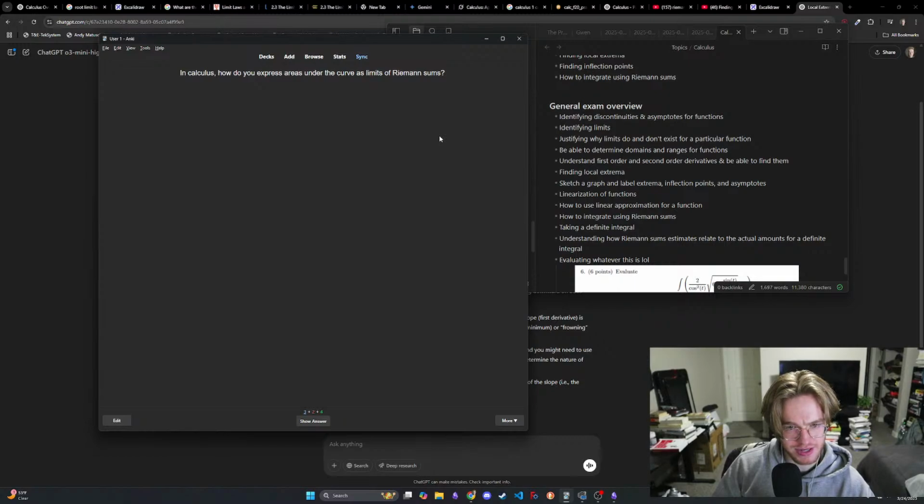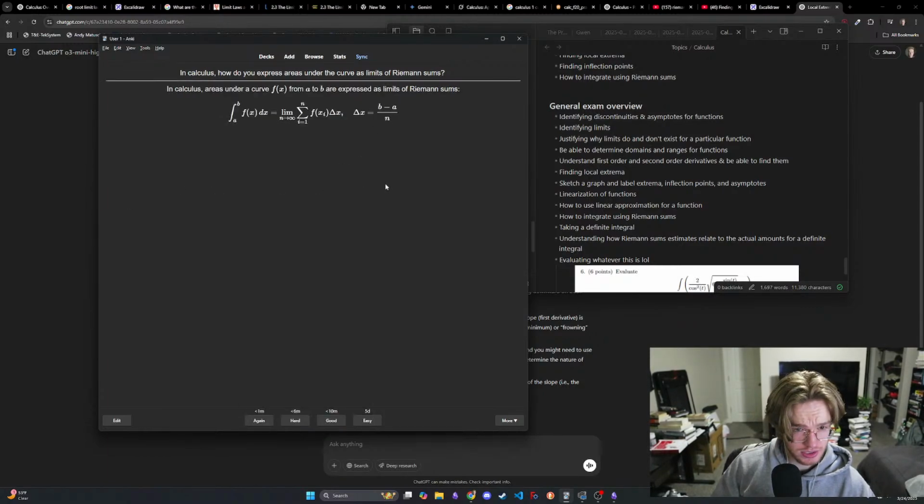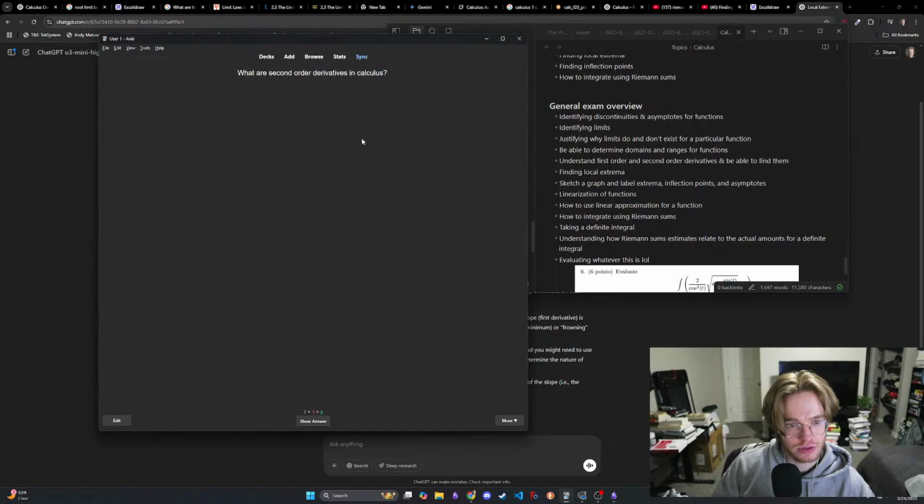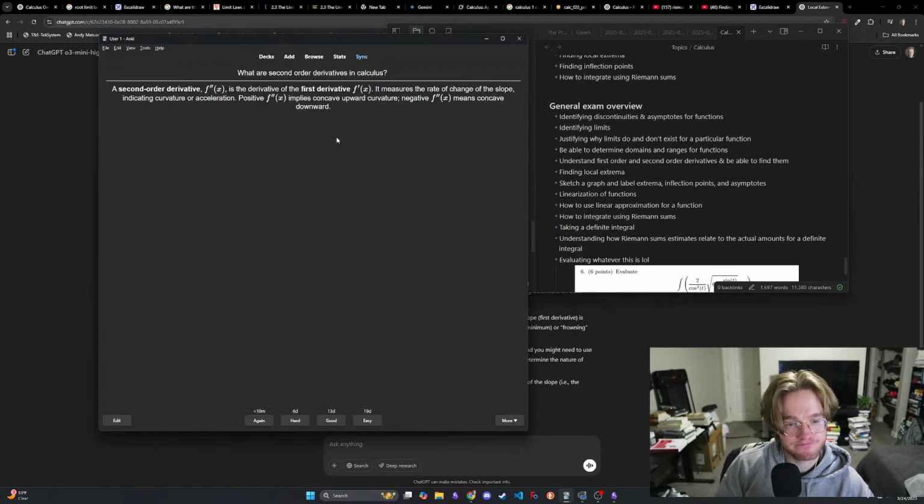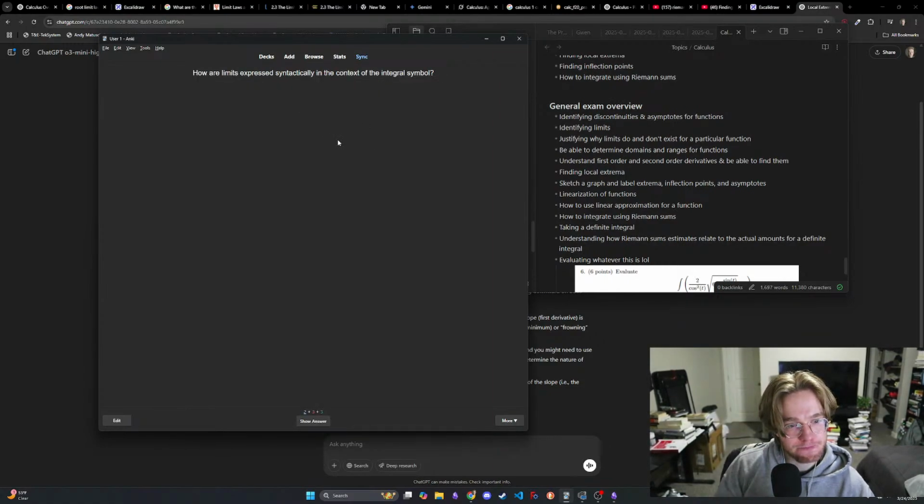Express areas under the curve as limits. So as the number of divisions we make under the curve approaches infinity, when it's infinity, it's reasonable to say it's exactly the area. Oh, okay. Second order derivative: this is the rate of change of the slope at a given point.